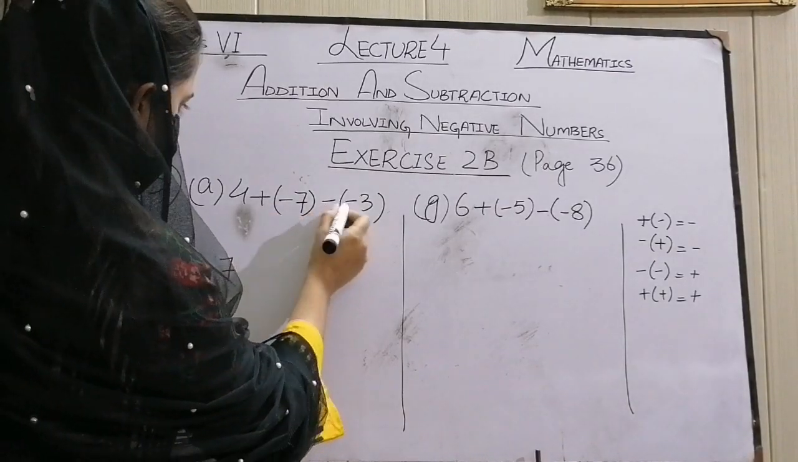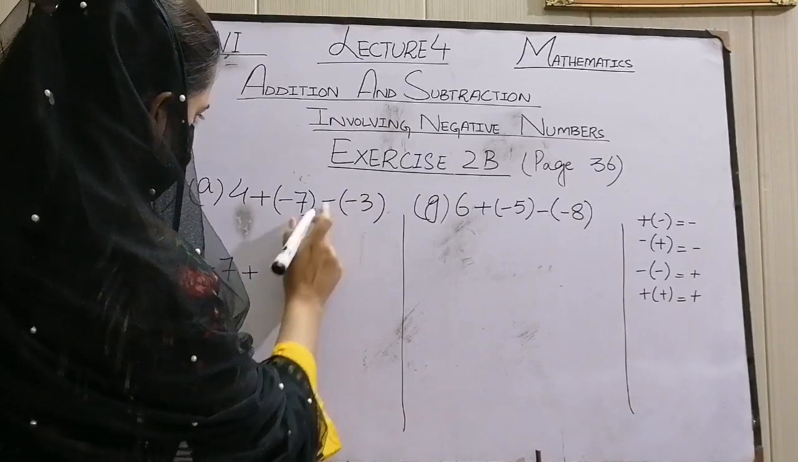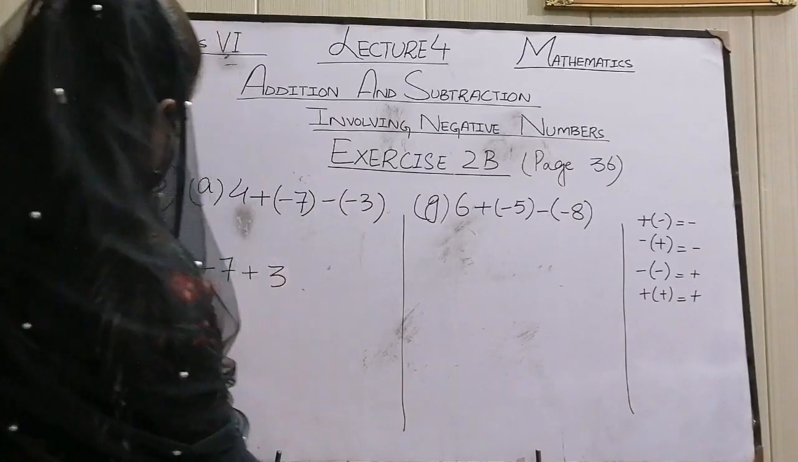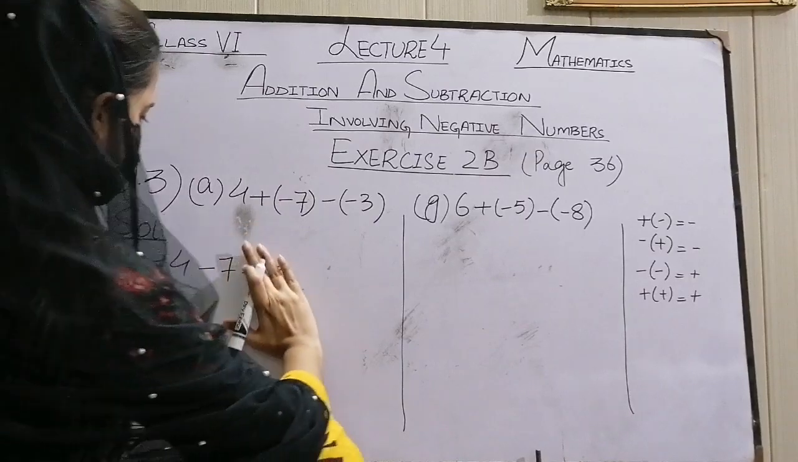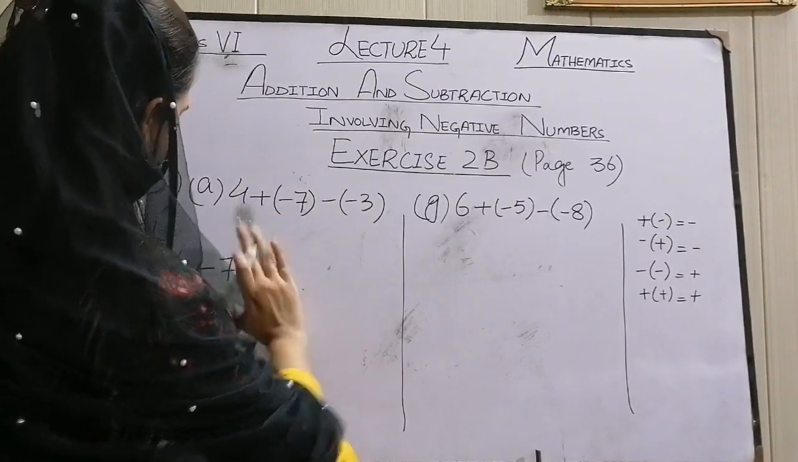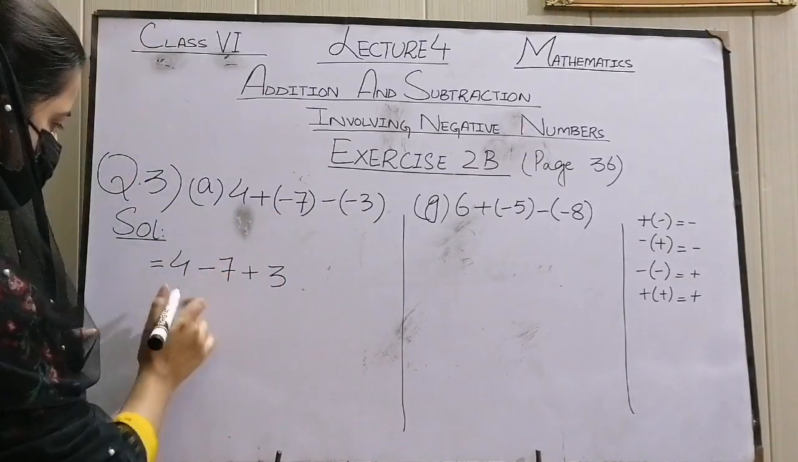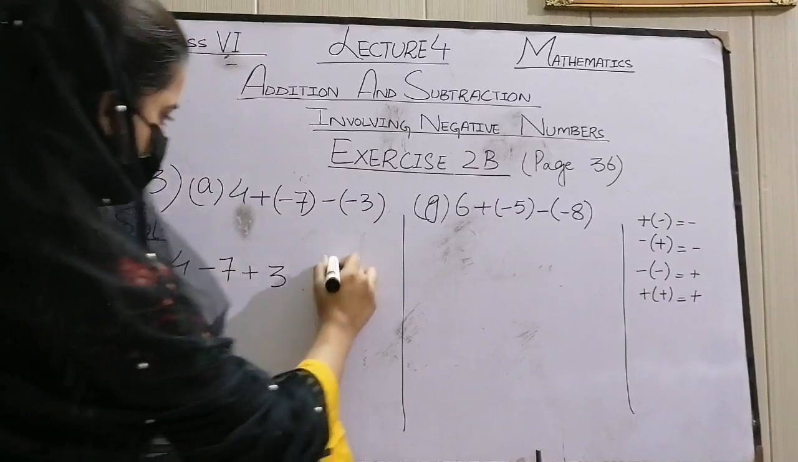The first step is to solve the brackets, so we are solving the brackets. Minus minus becomes plus. 4 minus 7. Let's just hide this number and solve the first two first. 4 minus 7.